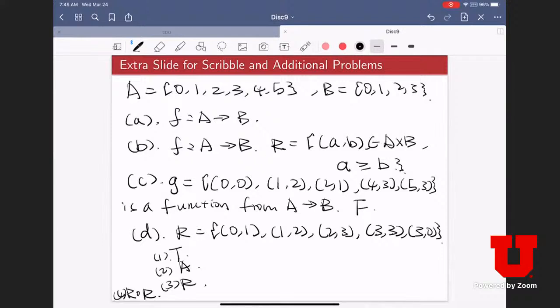So let's just look at the first one. Is R transitive? If R is transitive, we have the pairs where 0 goes to 1 and 1 goes to 2. That means (0, 2) has to also be in R. So nope, R is not transitive, since (0, 2) is not in R.